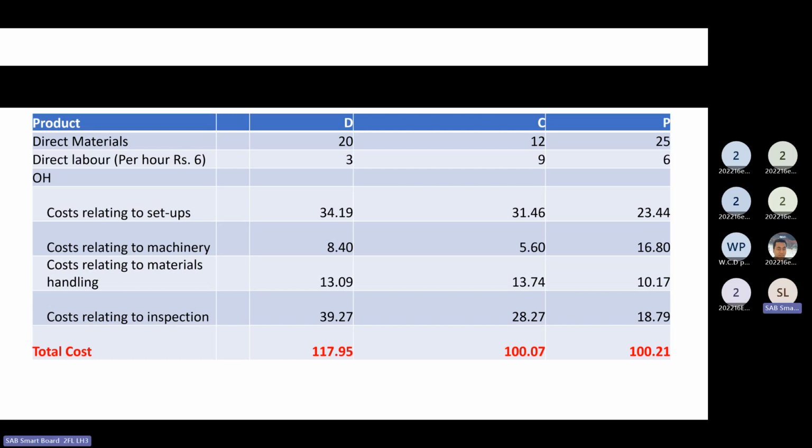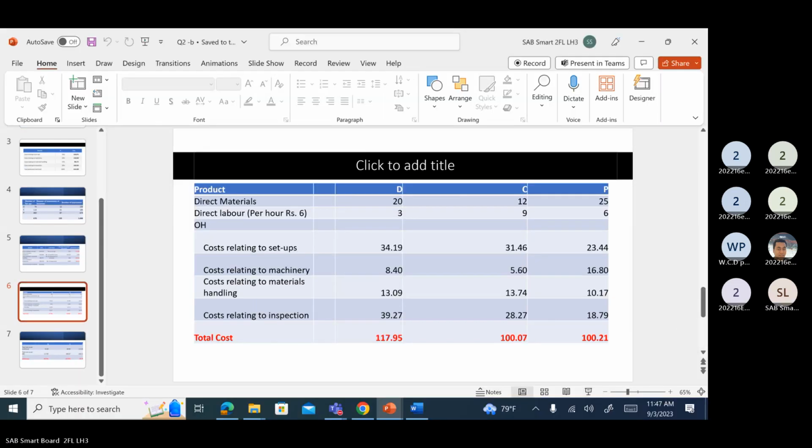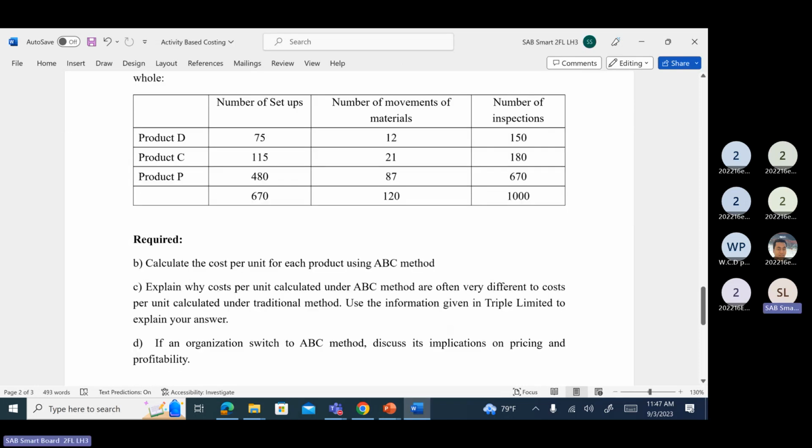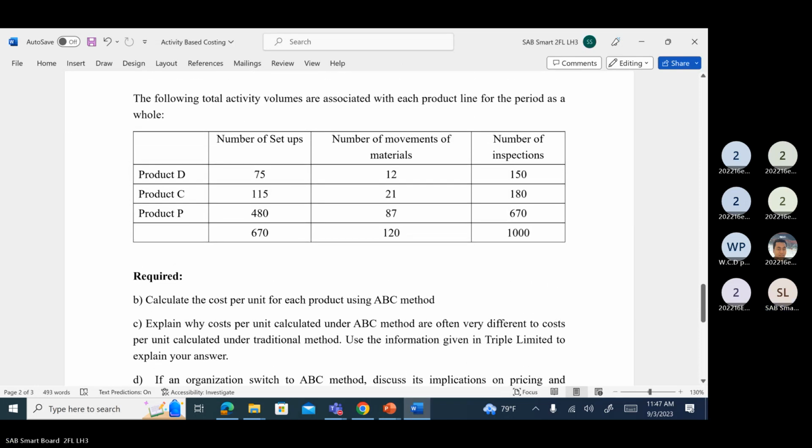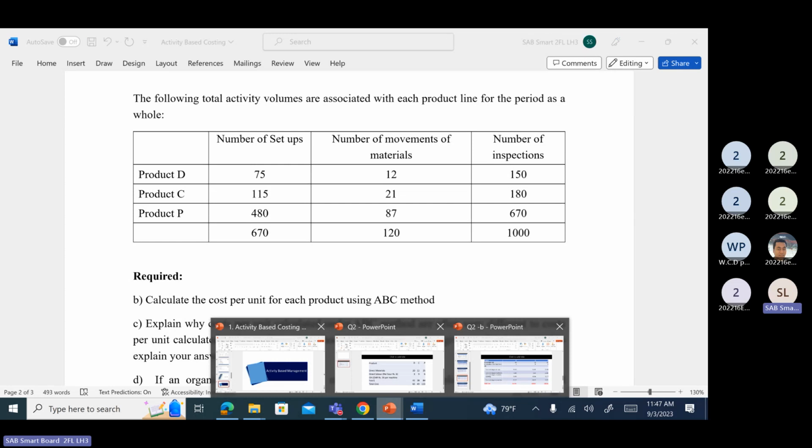Okay. Now you get the total cost under activity-based costing. Then part C of the question: explain why cost per unit calculated under activity-based costing is often very different from the cost per unit under the traditional costing method. Use the information given in Triple Limited to explain the answer.